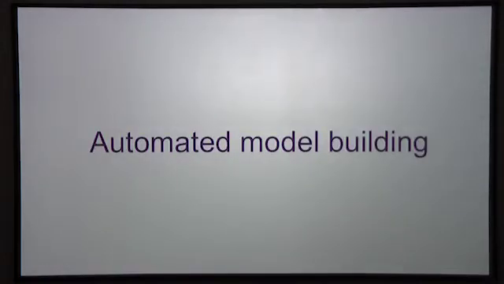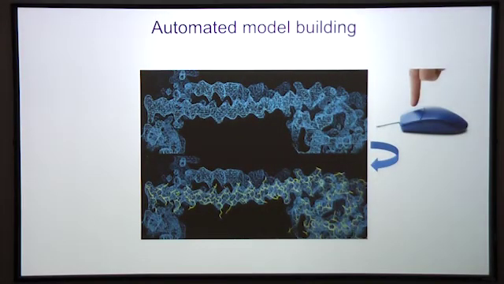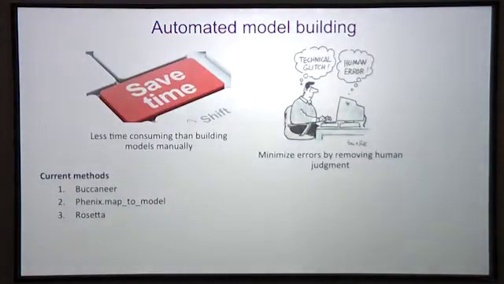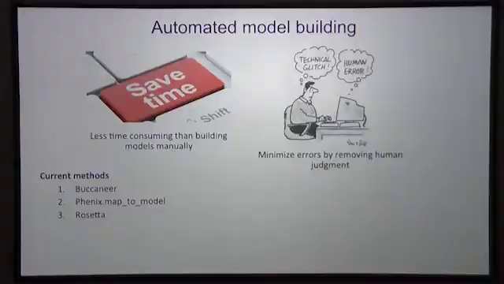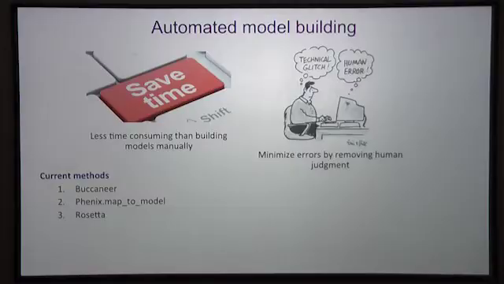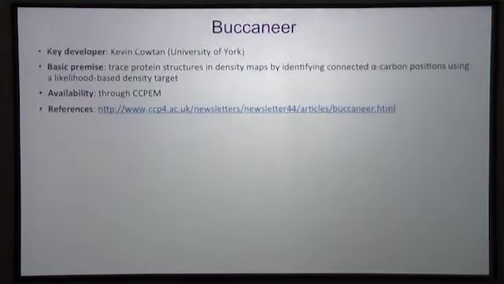But regardless of your starting model, you will need to do some kind of model building. And this model building can be either automated or manual. So in automated model building, the idea is you take your map, you click a button on the computer, and it generates a model. The reason for doing this is that humans are lazy. We have other constraints on our time, like tea break and children. And also humans make errors of judgment, like having children. And so automated methods can be a godsend. And there are really 3 current methods that are available to do automated model building: Buccaneer, Phenix map to model, and Rosetta. And I'll just discuss each of these in turn.